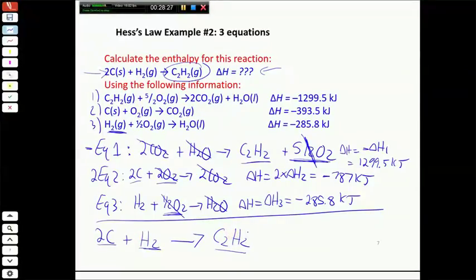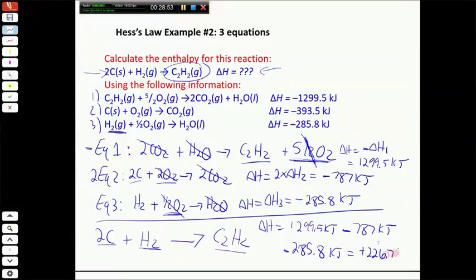And so then once we do that, delta H for this is going to be just the sum of these 3 modified delta H's. So it's going to be 1299.5 plus negative 787 plus negative 285.8. And so the sum of those 3 gives us delta H of positive 226.7 kilojoules.